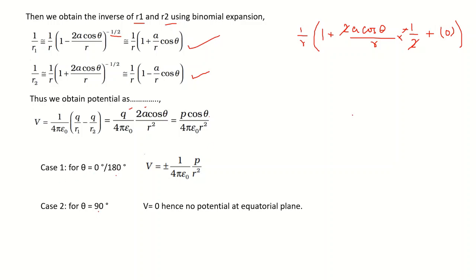Theta 0 or 180 degrees stands for the case where the minus q and plus q charges have been placed and the point P lies at this point or at this point. This will be for 0 degrees, and this will be for 180 degrees.